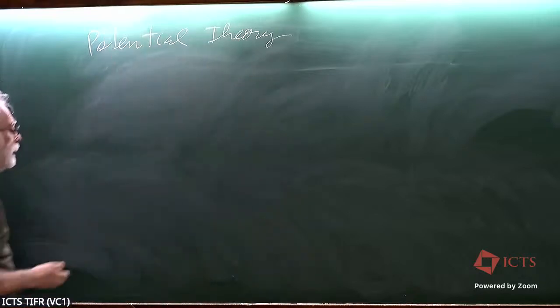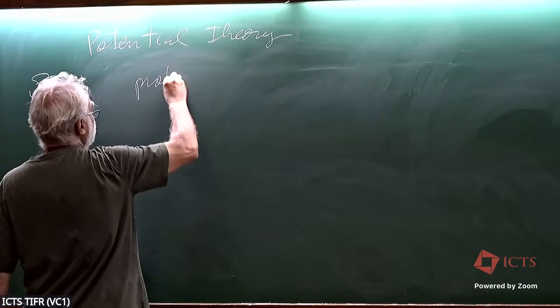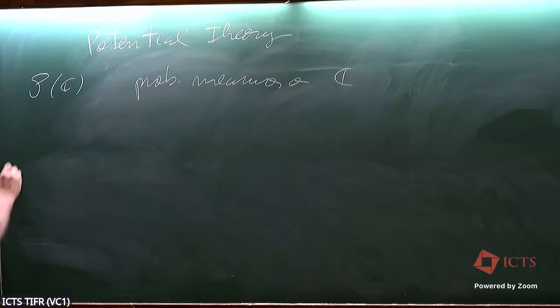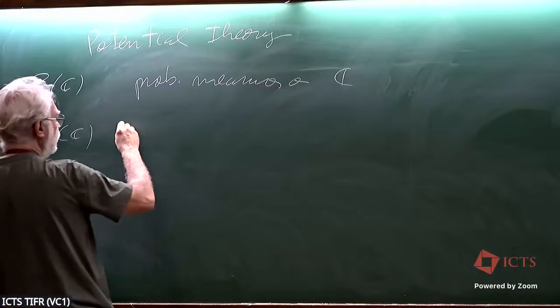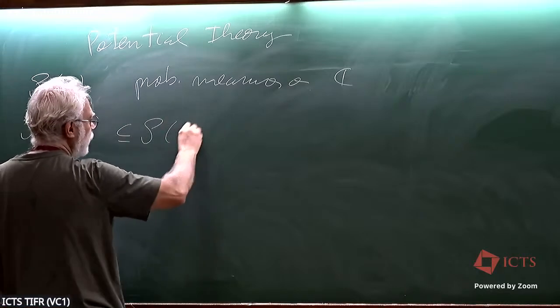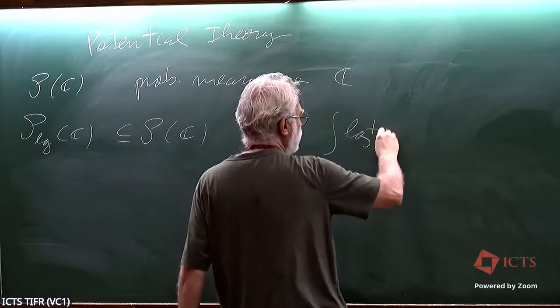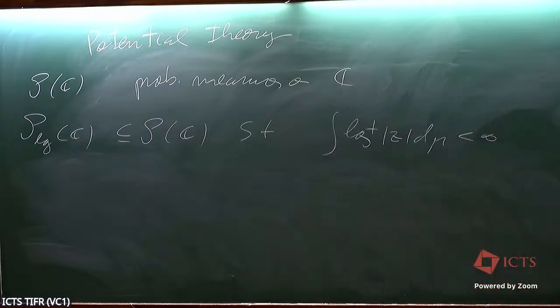Then I start with P of C. This will be the probability measures on the complex plane C. And then I will define P log of C. This will be the probability measures, a subset of P of C, such that the integral of log plus of absolute value of z d mu is finite. So I want to look at probability measures such that the integral of log is a finite quantity.